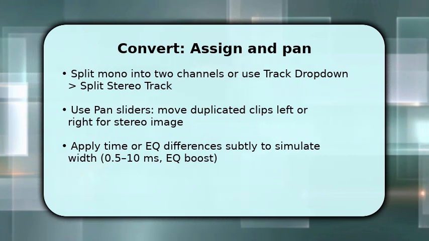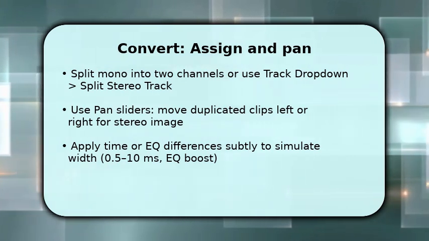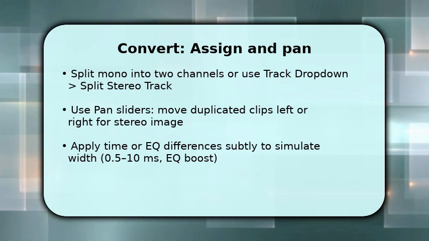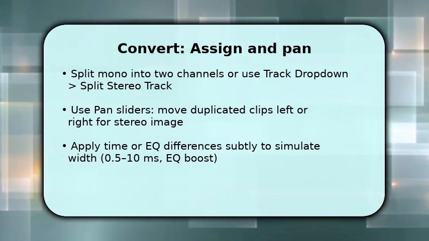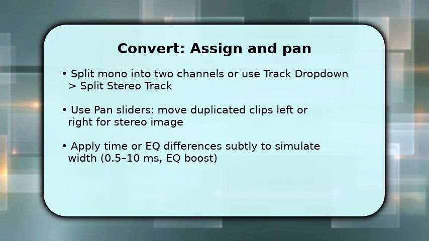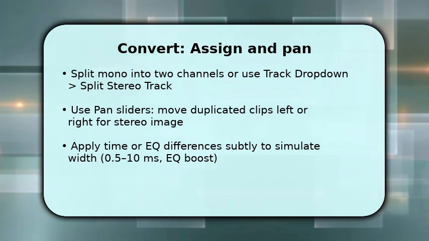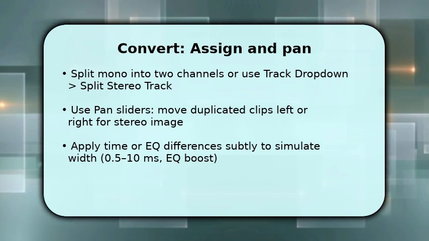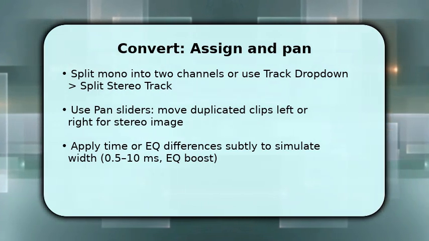Once done, add subtle differences, delay of a few milliseconds, slight EQ tilt, or different reverb sends to make the channels distinct and avoid a hollow, phasey sound. These small changes are why stereo feels wider. They create timing and frequency contrasts between channels.